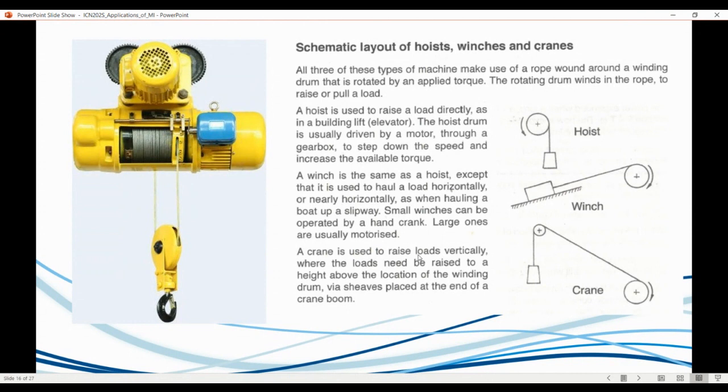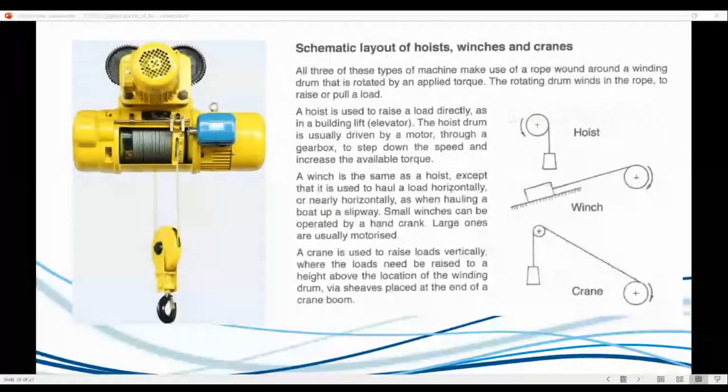Anyway, the typical machines being used here. All three types of machine make use of a rope wound on a winding drum, which is rotated by an applied torque, normally driven by an electric induction motor. The rotating drum winds the rope to raise or pull the load. A hoist is used to raise a load directly, as in a boarding or loft. The hoist drum uses the motor through a gearbox, its transmission system, to step down the speed and increase the available torque. That's very important because we were actually looking at that kind of stuff.